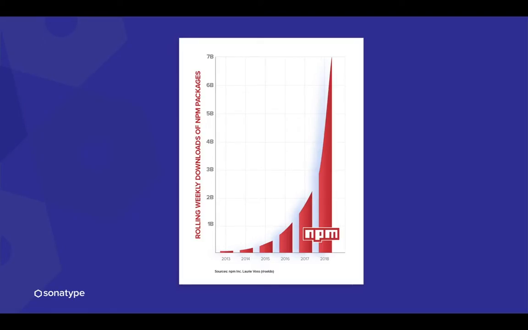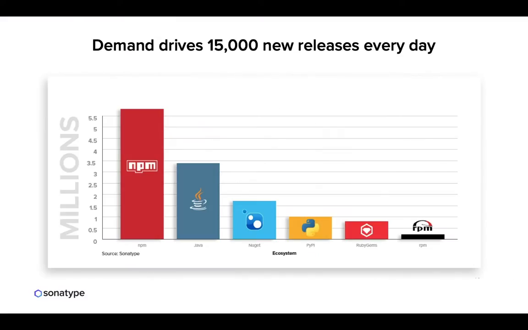In the same way, if you look at npm, which is the public repository for JavaScript, they get about 7 billion download requests a week. And so the demand for these open source components is just staggering. And basically, that means that because there's such high demand, the project owners of these open source projects are now delivering about 15,000 new releases every day. That's interesting to note. There are about 19.5 million open source components out there with 15,000 new releases every day.